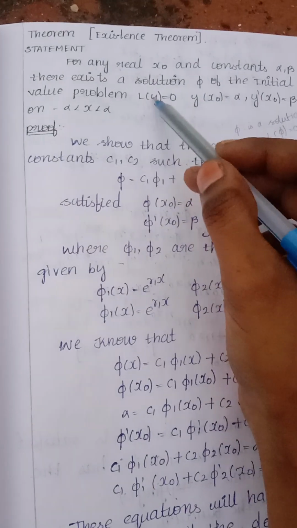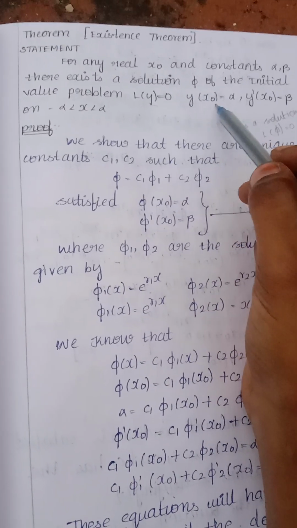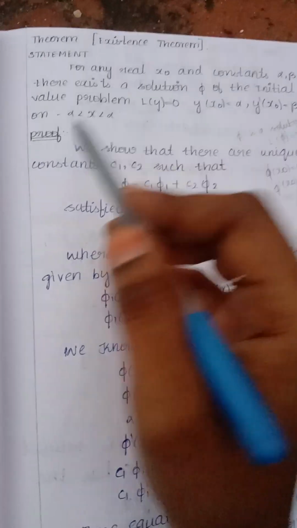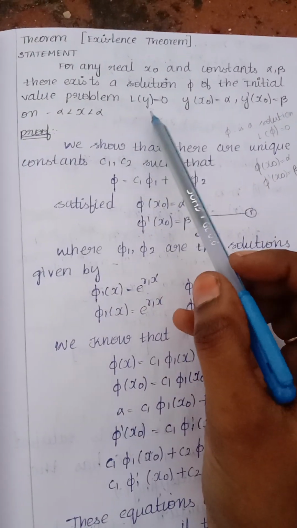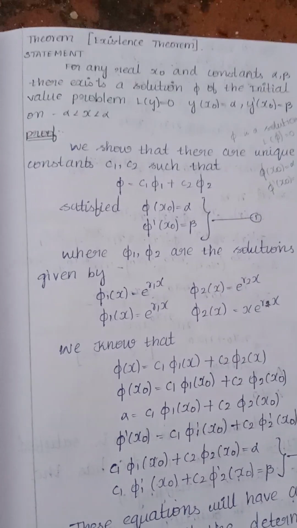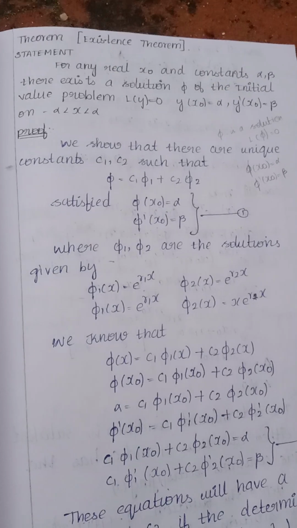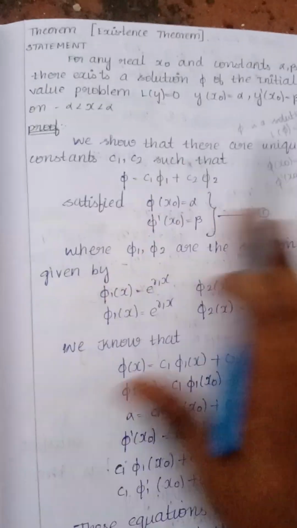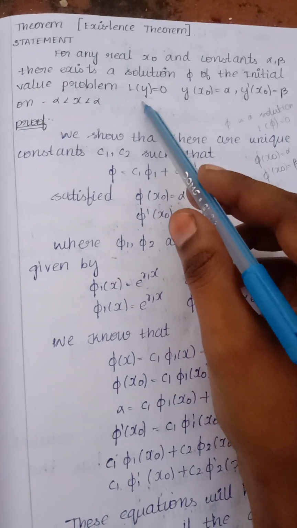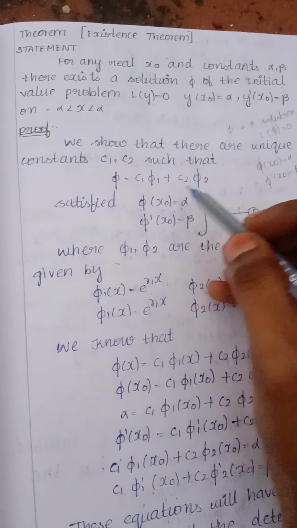So that differential equation is written in the form L of y equal to 0, and the conditions are y of x naught equal to alpha, y dash of x naught equal to beta. So what we have to do is prove that C1, C2 are linearly independent, that is, we have to show that there are unique constants C1, C2 such that, for example, L of y equal to 0 has a solution.